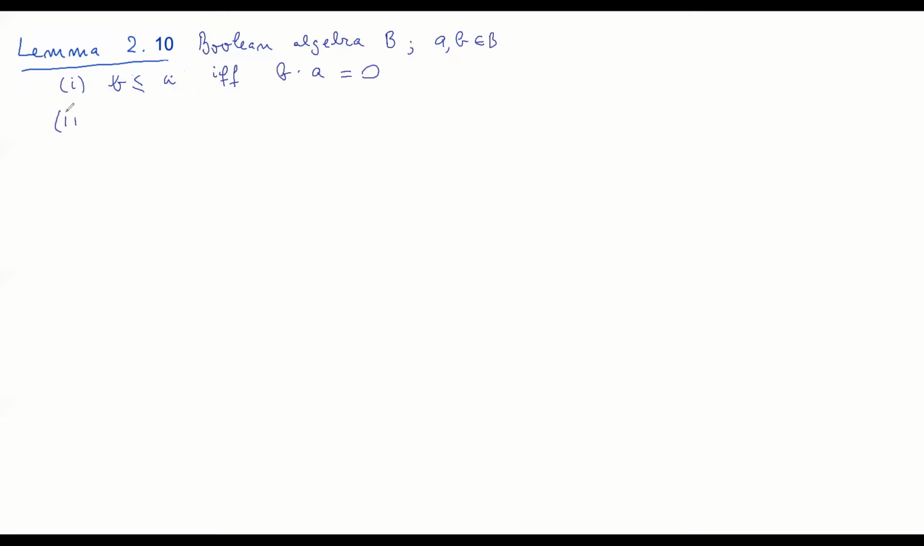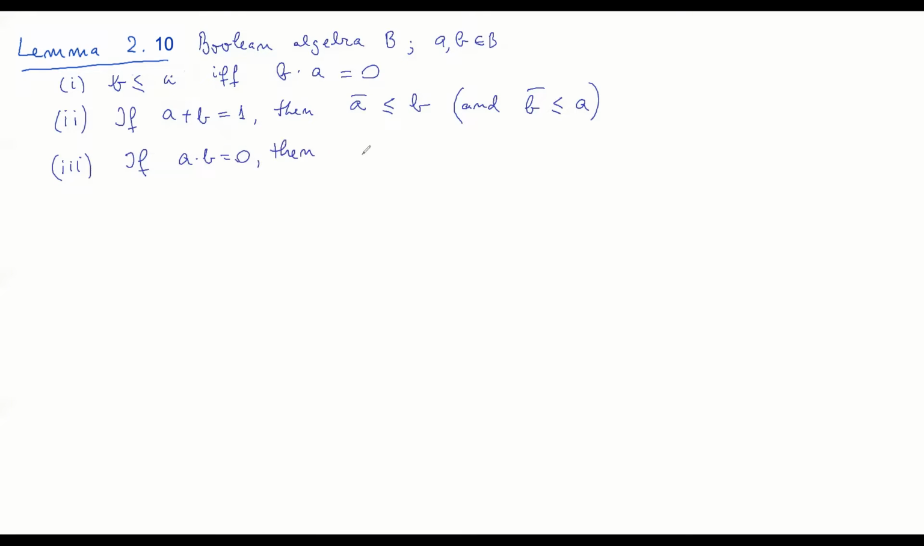The second property is that if a plus b equals 1, then a bar is smaller than or equal to b. And also by symmetry, we will get this automatically, but I formulate it here, b bar is smaller than or equal to a. And the third property is if a times b is equal to 0, then a is smaller than or equal to b bar. And also by symmetry, we get that b is smaller than or equal to a bar.